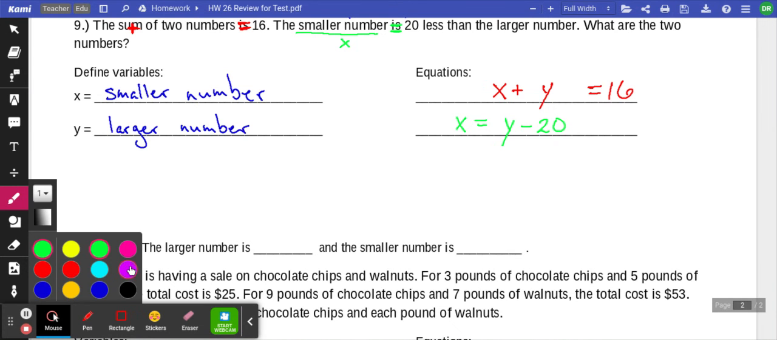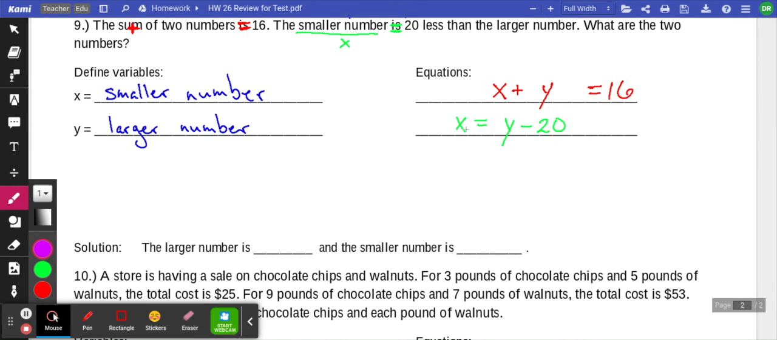substitution would be a good idea because you have an equation right here that has x by itself. And because of that, that means anywhere we have the letter x, such as up here, we can replace it with this expression. So if x equals y minus 20, this x also equals y minus 20. So we can switch out. And that's what we're going to do. So let's get ready to do that here with our equations.